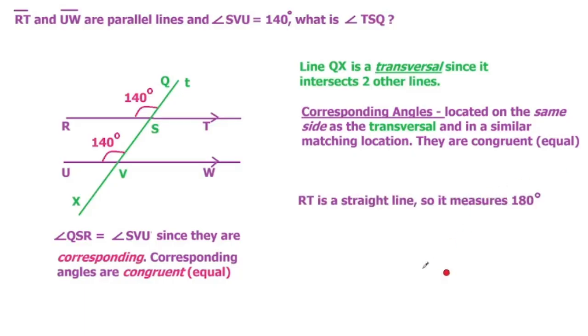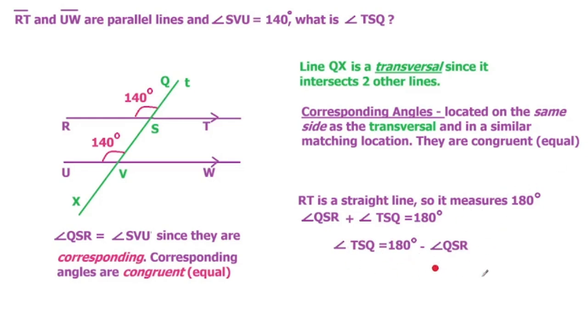So now, line segment RT is a straight line, so we know it measures 180 degrees, right? So that means we know that QSR plus TSQ will equal 180 degrees. So when these two angles add up, they will add up to 180 degrees.